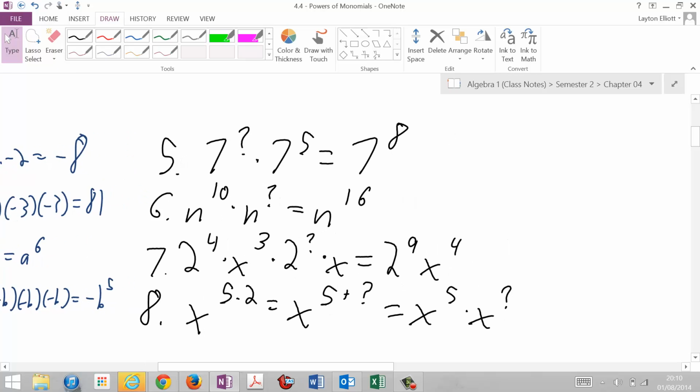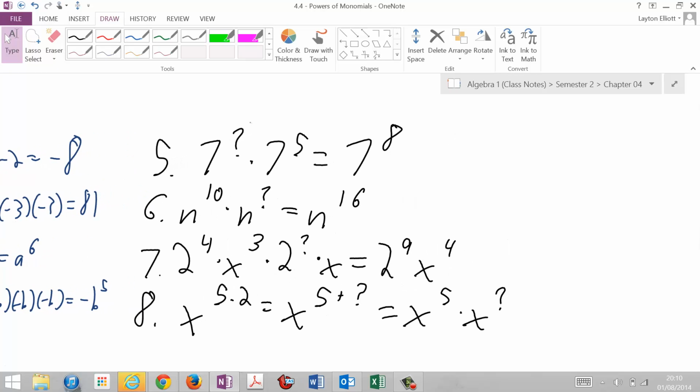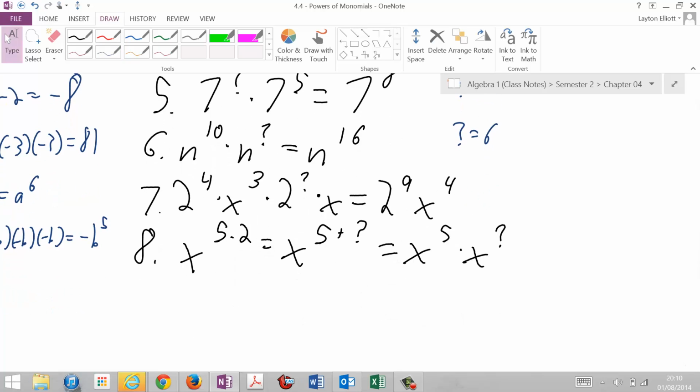For number 5, we look at what the question mark would be. What would I have to multiply by 7 to the fifth power to get to 7 to the eighth? That would have to be 3. And with 10 and a question mark to get to 16, the question mark would have to be 6 there.